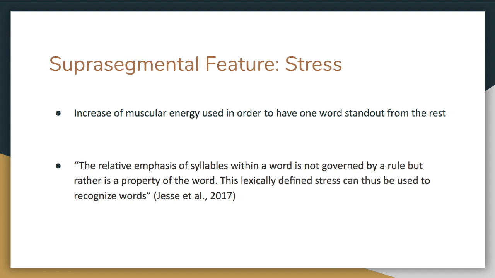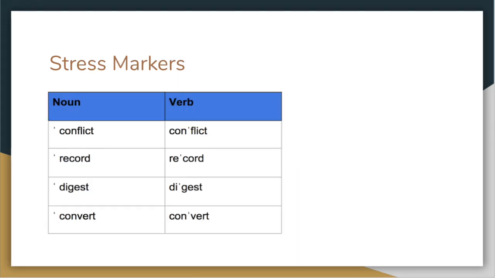A stressed syllable is more prominent than an unstressed one due to a number of factors, one of them being that stressed syllables are longer and louder, and unstressed syllables usually contain full vowels. Stress is important to language because the relative emphasis of syllables within a word is not governed by a rule, but rather is a property of the word. This lexically defined stress can thus be used to recognize words.